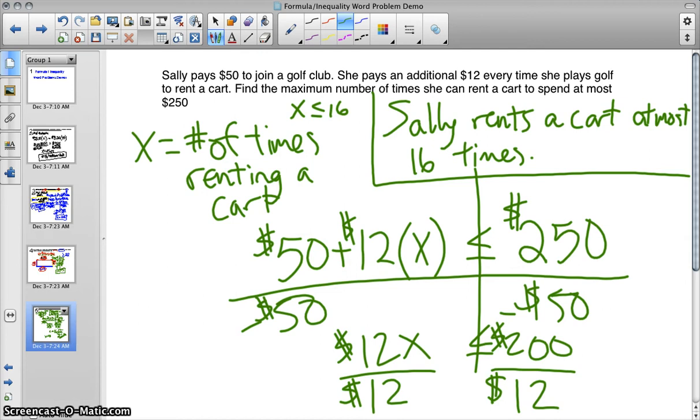Okay. Any questions on that one? Really, these aren't any different than any other ones. All you really need to be careful of is the words: at most, at least, no more than, no less than. I think those are all the really important ones.